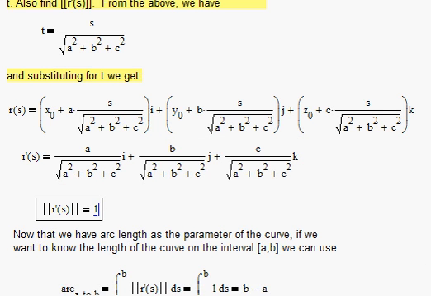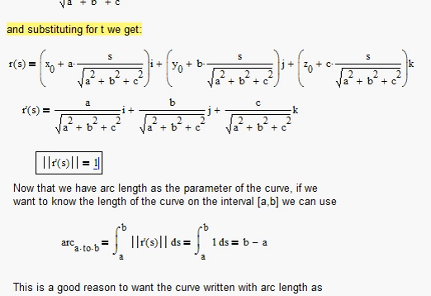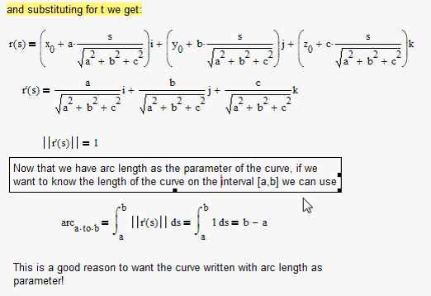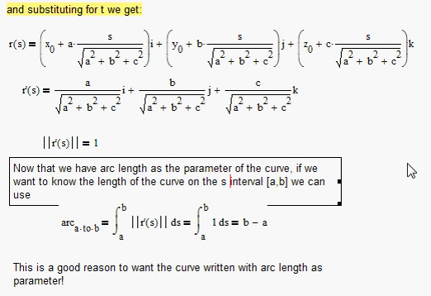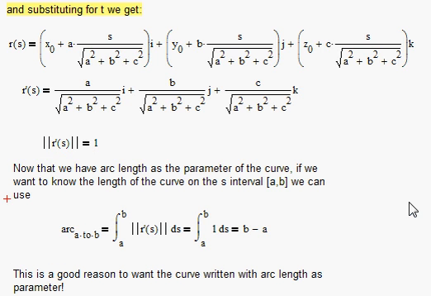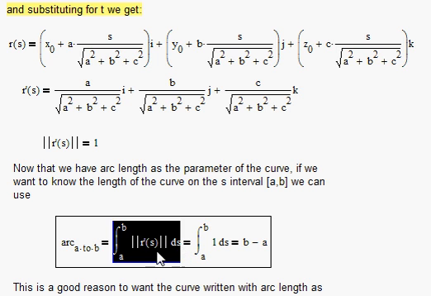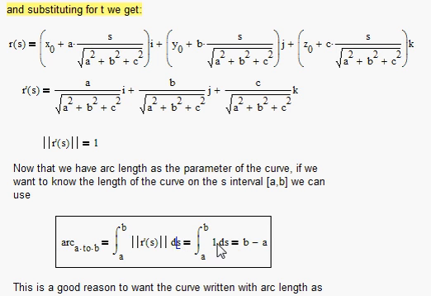So now we have arc length as parameter of the curve. If we want to know the length of the curve on some interval [a, b], on the s interval [a, b], we can just use the arc length from a to b, which is the integral from a to b of the length of r prime of s ds, which is just 1 ds, so it's just b minus a.